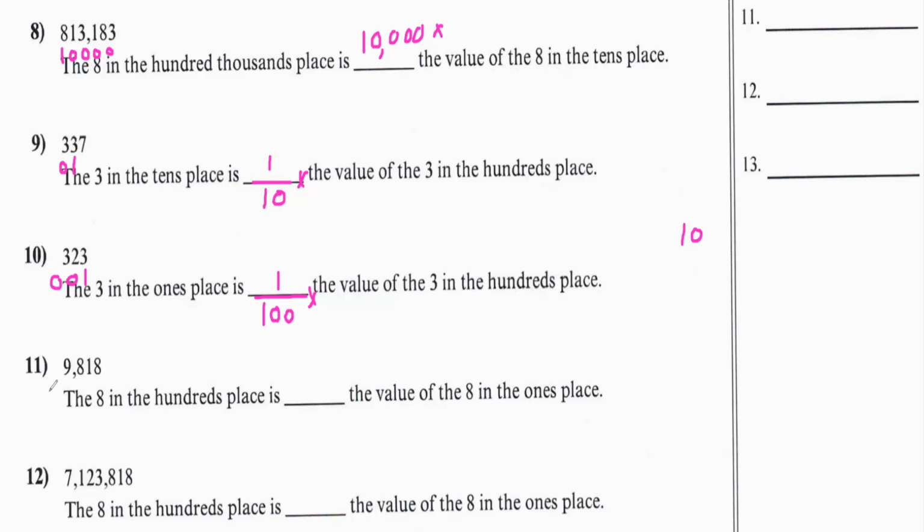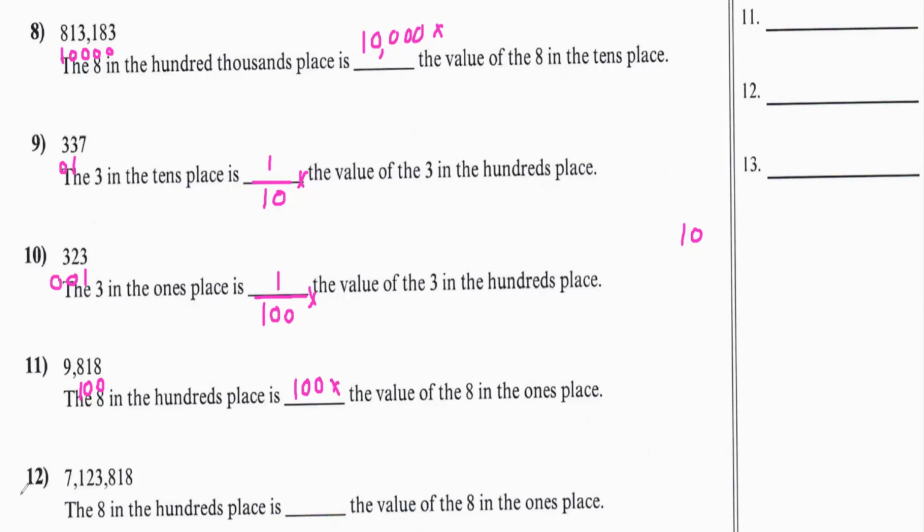Then number 11, 8 in the hundreds place. This is the 100 place, so put 1 here. What is the value of the 8 in the ones place? So put the 0 here. There is a 0. That means 100 times the value of the 8 in the ones place.